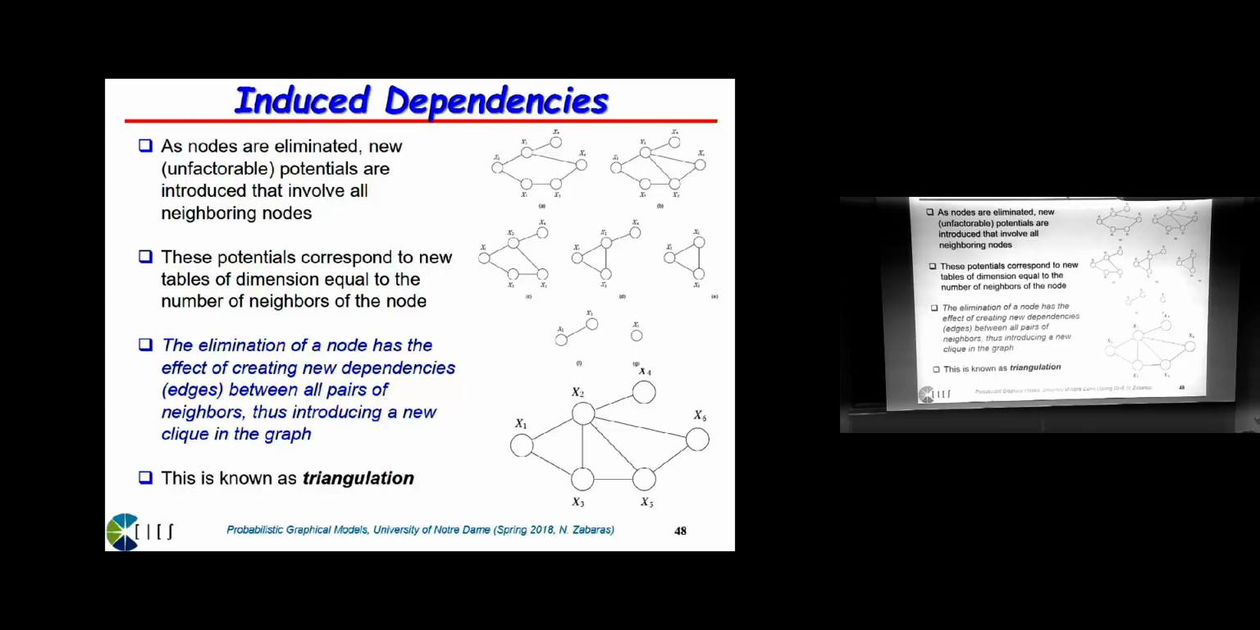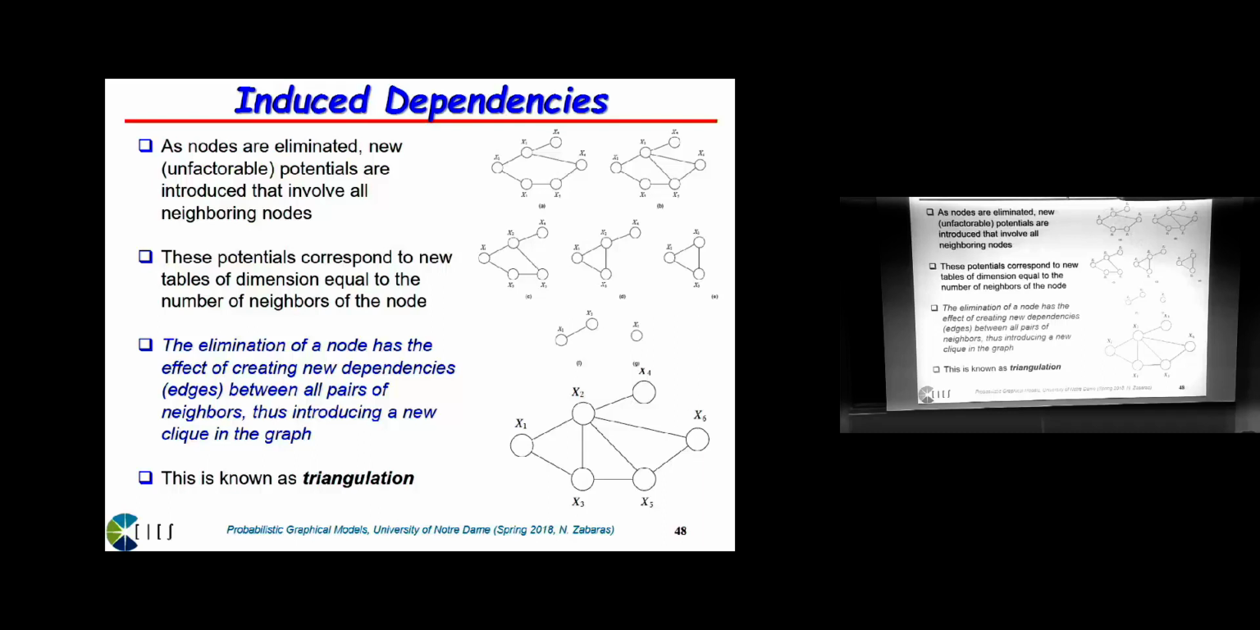All right, I'm looking here at the third bullet. It says the elimination of the node has the effect of creating new dependencies between all pairs of neighbors, thus introducing a new clique in the graph. So the idea here is by saying connect the neighbors of X6, somehow nodes 2 and 5 now become dependent. And in normal circumstances, you wouldn't be able to see a relation between nodes 2 and 5.